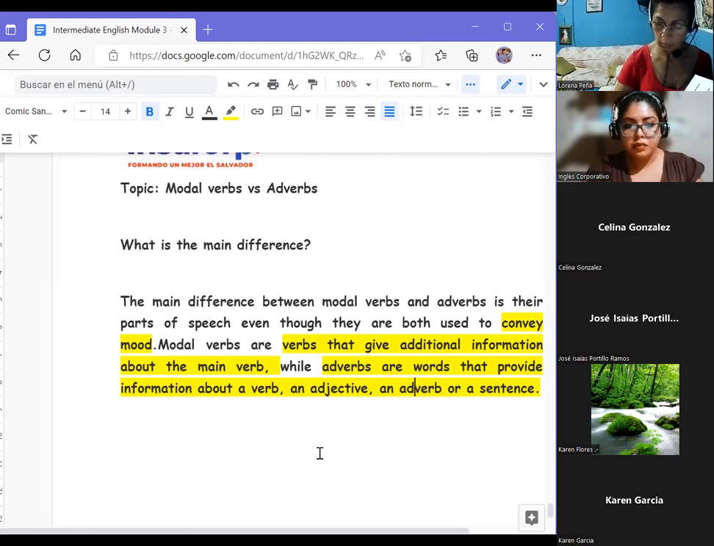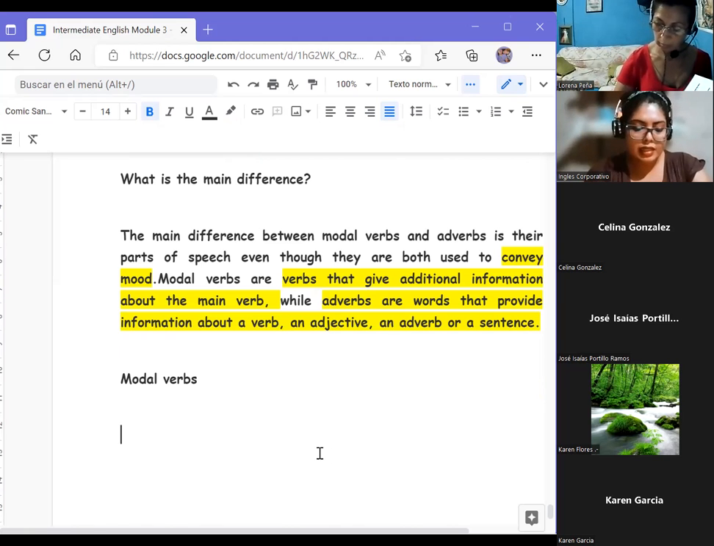So now, we are going to see a little information about the modal verbs and the adverbs and something that we need to know about them. So we have first modal verbs, and it says that modal verbs, also known as modals and modal auxiliary verbs, are verbs that are used to provide additional information about the main verb. That is the thing that we read before.